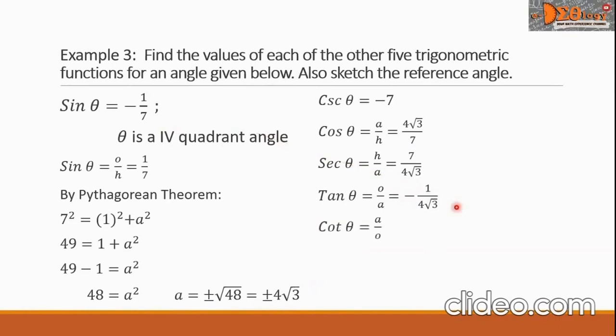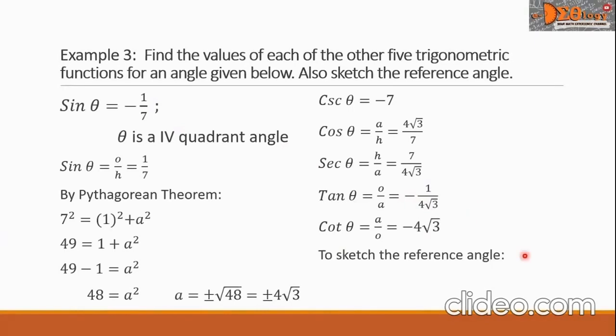The last function is the cotangent, which is the reciprocal of tangent. So we will just simply take the reciprocal of this -1 over 4 square root of 3, and that is -4 square root of 3. We are now complete with the 5 trigonometric functions.